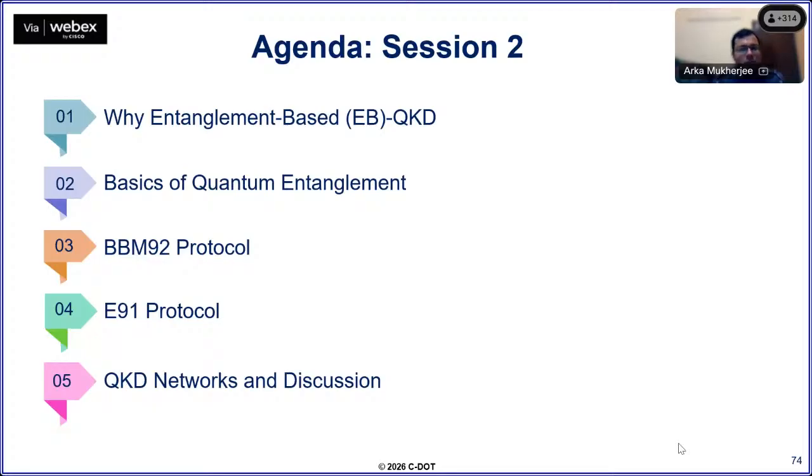Under entanglement based QKD protocols, there are two major protocols. One is the BBM 92 protocol, and another one is called the E91 protocol. Before going to those protocols, I will spend some time on what quantum entanglement actually is, because without understanding quantum entanglement in some way, you can't understand the BBM 92 or E91 protocol. And yesterday I talked about the rectilinear and diagonal bases. As in BB84, these concepts will again be valid for these two protocols. Then, if time permits, I will show some diagrams of QKD networks as per the ITU-T standards.